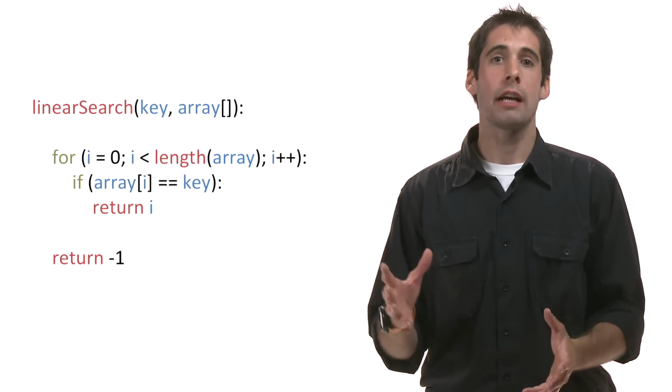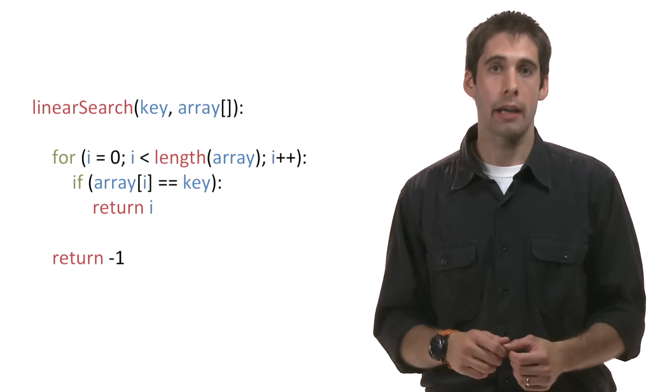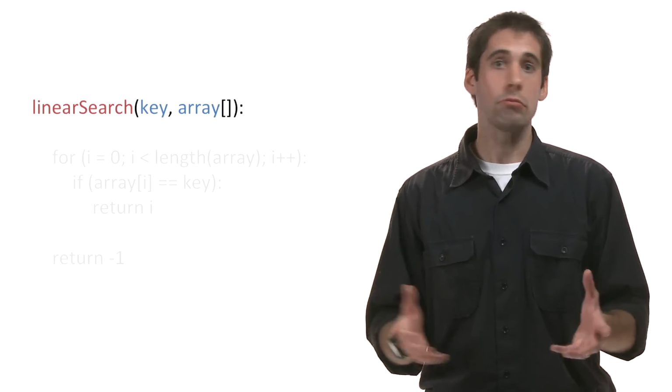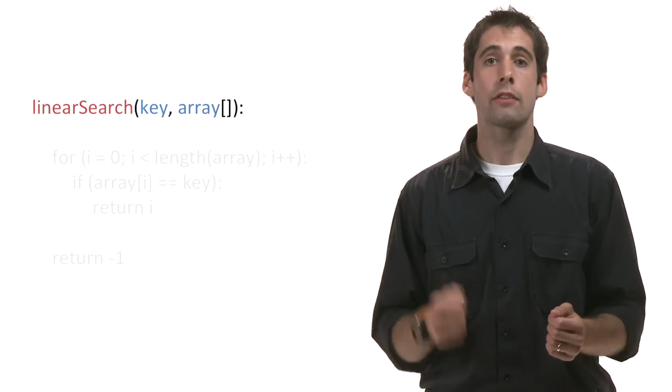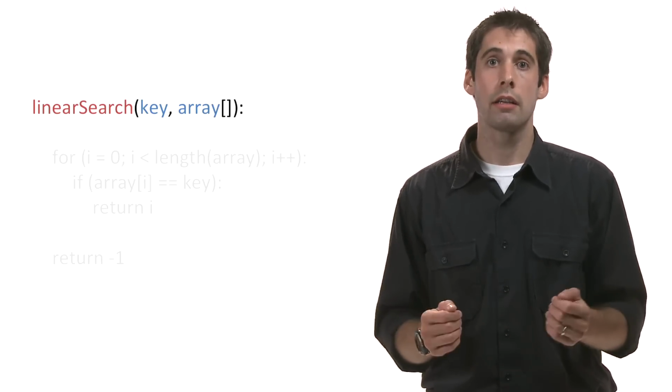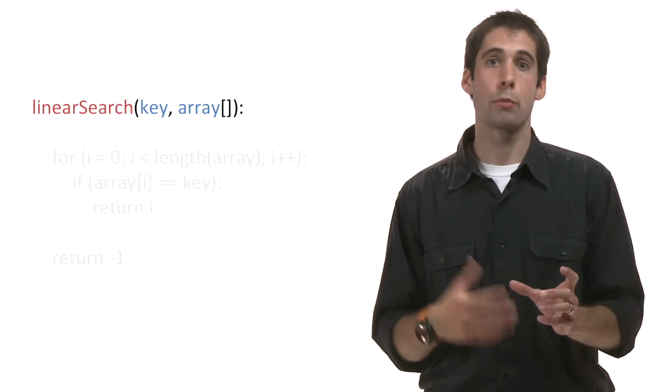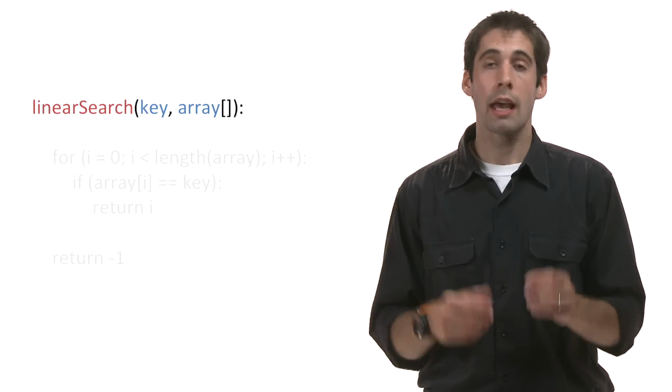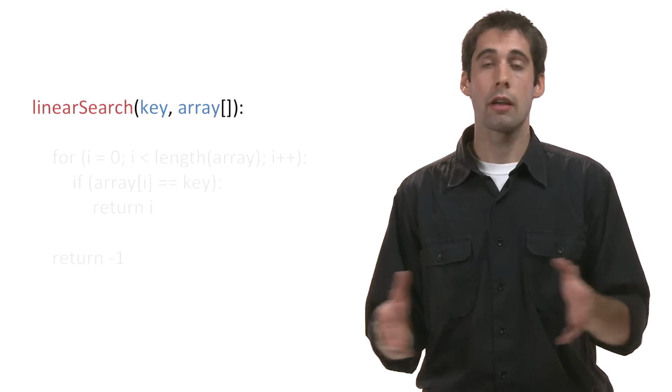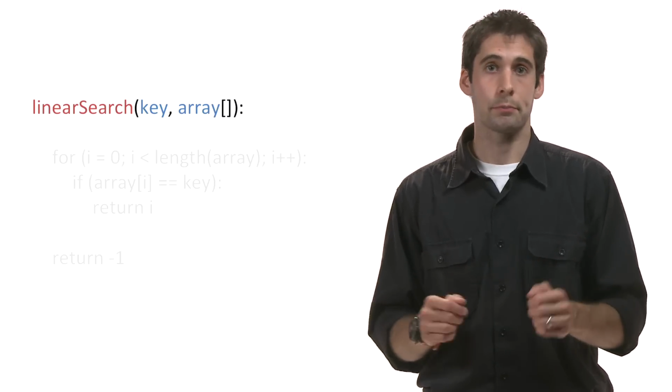Okay, let's look at some pseudocode. It's only a couple lines long, but let's look at it one line at a time. First, let's define the function, and we're going to call it linear search, and it takes two arguments, key and array. The key is the value we're looking for. So in the previous example, that was the 0. An array is a list of numbers that has all the values that we're going to search.